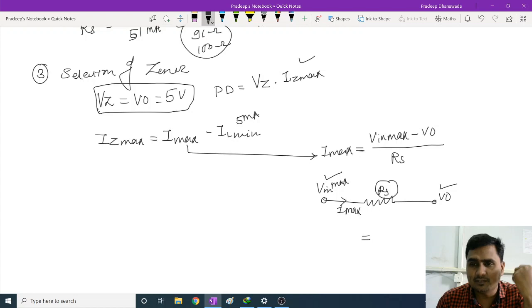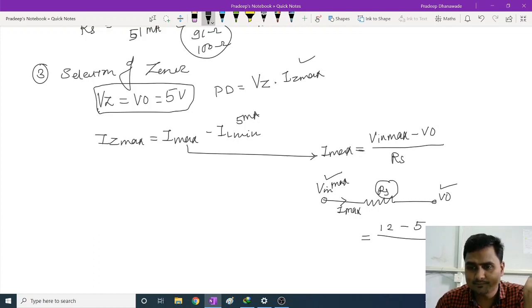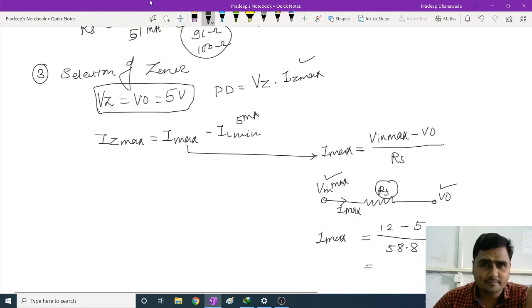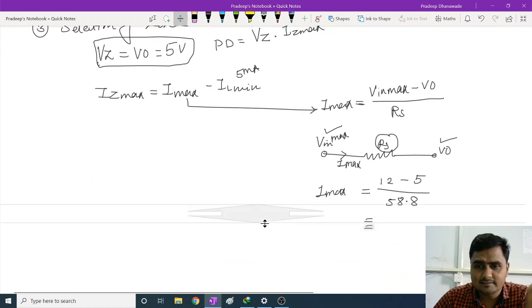So let me put the values. What is V in max? It is 12. Yes, 8 to 12 is the input voltage. Output voltage VO is 5 volt, divided by the value of RS. RS we have just calculated, it is 58.8 ohm. Then calculate I max. Use your calculator, do it fast. Meanwhile, I will increase the screen size.